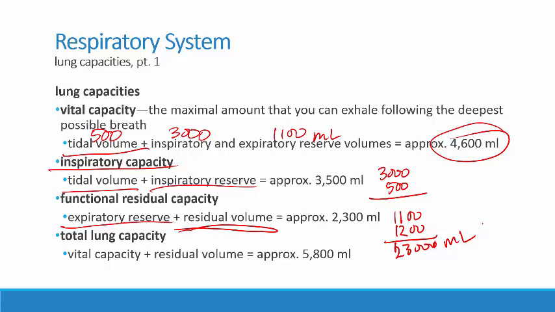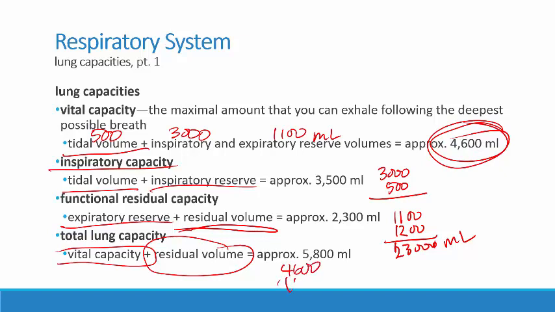Total lung capacity, that's our vital capacity plus the residual volume, that part that we can't breathe out. So we take vital capacity, 4,600, add 1,200 to it for a total of 5,800 milliliters, or almost 6 liters, 5.8 liters. All right, so do the capacities make some sense? I've got a couple of more capacities to discuss. Functional reserve is just how much after you've done a tidal breath out. Total lung is everything, including that residual volume.